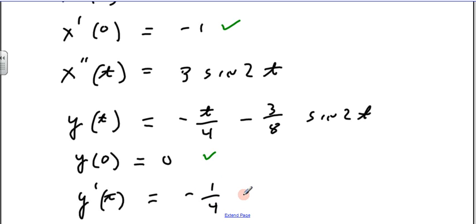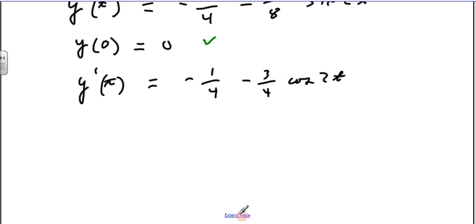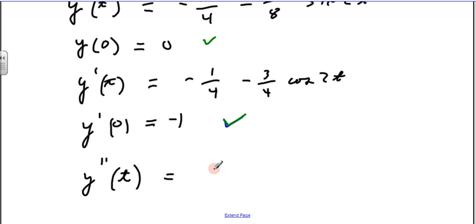The derivative of minus sine is minus cosine. Minus 3 over 4 cosine 2t. Y prime at 0 is supposed to be minus 1. Check, it is. You use the green guy. And then we're going to need a y double prime at t, which is the derivative of minus cosine, which is going to be sine, so it'd be 3/2 sine 2t.